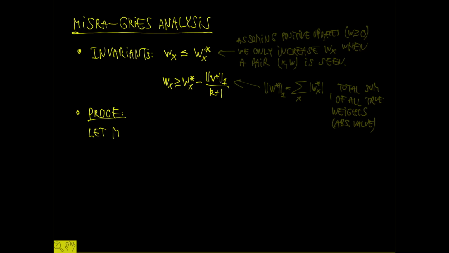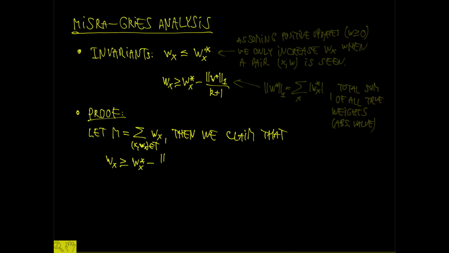Let's consider the sum of all weights that we actually store in the sketch. So that is the sum of Wx for all elements x in T. Now we have a stronger claim, namely that Wx is going to be at least the true weight of x minus the L1 norm minus m, divided by k plus 1. Here the L1 norm minus m can be thought of as the total weight of the discarded elements that are not present in the sketch.